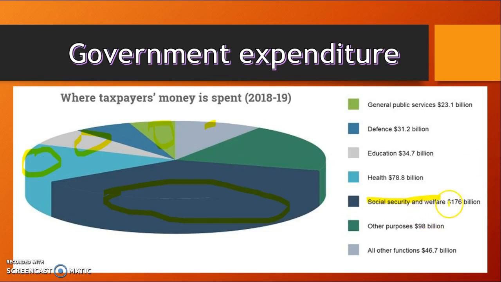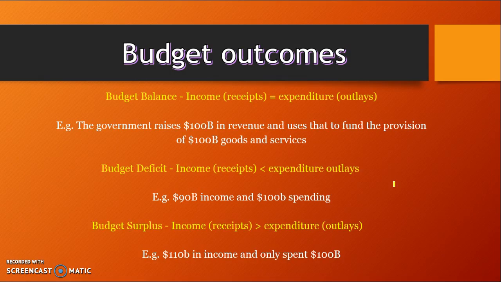And as you can see, this represents how much the government spends in each of these areas. So most of their spending goes towards security and welfare, with the second highest being other purposes and then health. When we're looking at the budget outcome, we're looking at the difference between revenue and expenditure in a given year.